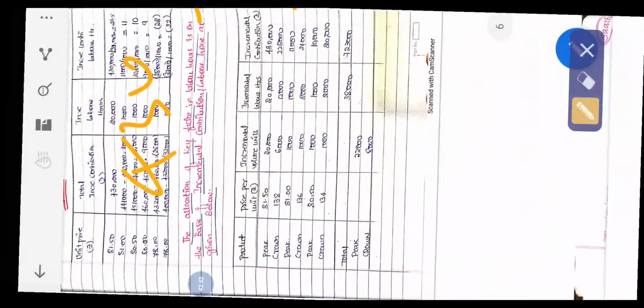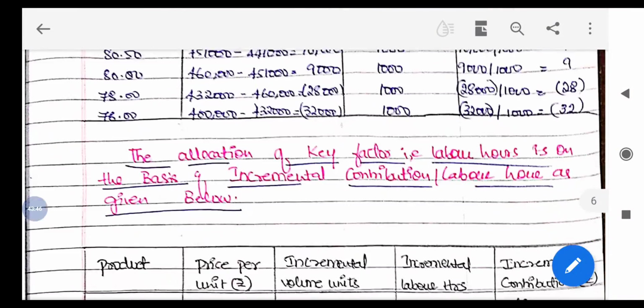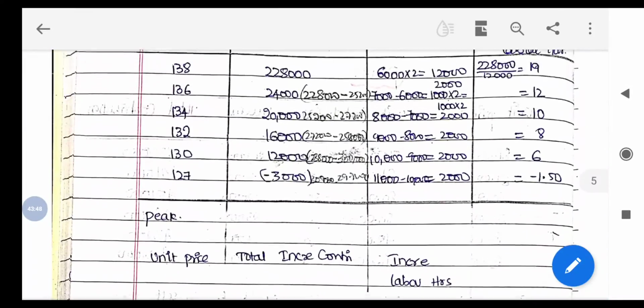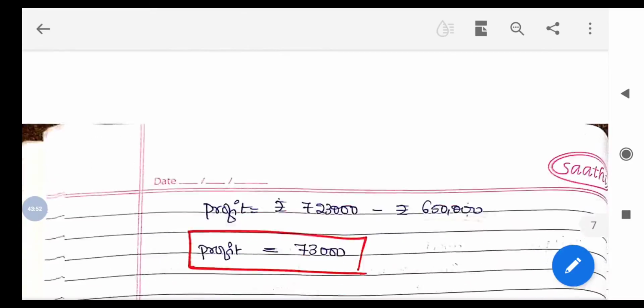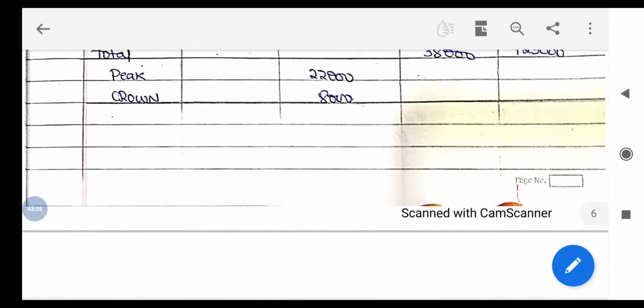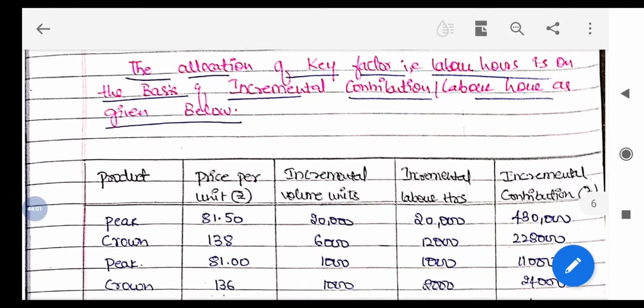Now, in order to match this 38,000 limitation, we have to allocate a mix of both the crown and the peak.